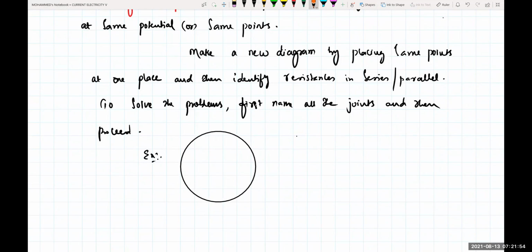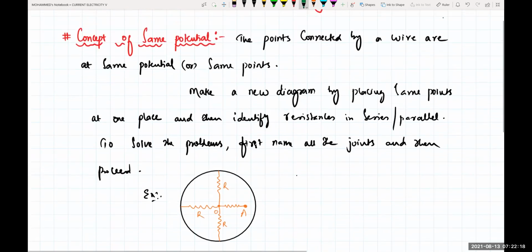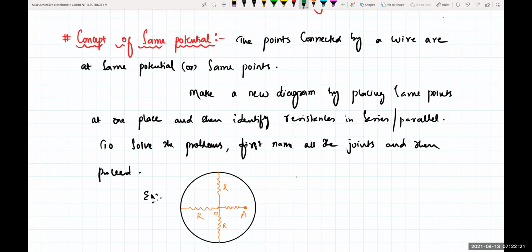Somewhere this resistance has been here. This is the center, and here there is one resistance. Here there is one resistance, and here there is one resistance, and this is connected to the point A. Then resistance R, then resistance R, then resistance R. This is at the center O. Okay. Now see here, identify the points which are connected. The points connected by a wire: this point is connected by the wire, this point is connected by the wire, and these points are connected by the wire. They will be at the same potentials. Is that point clear for everyone?